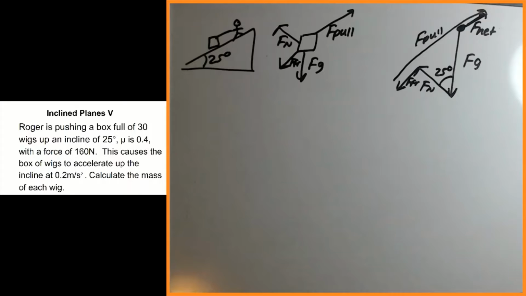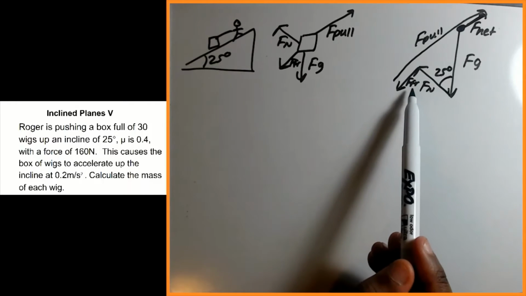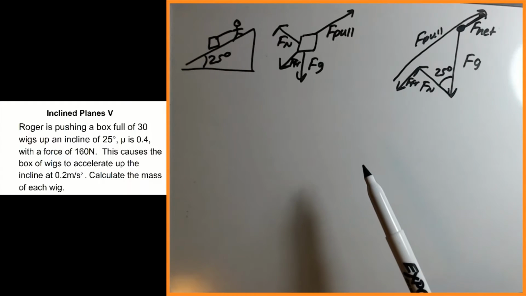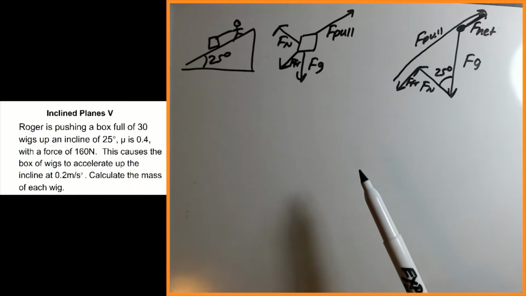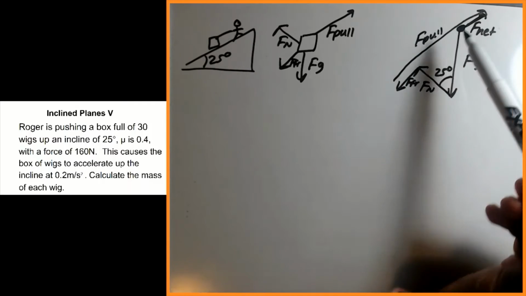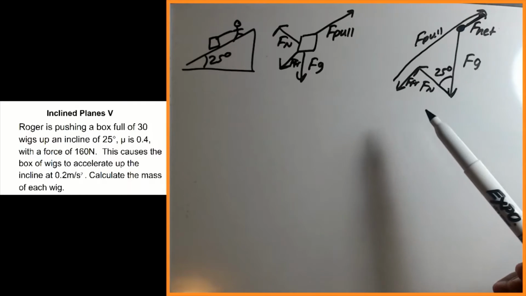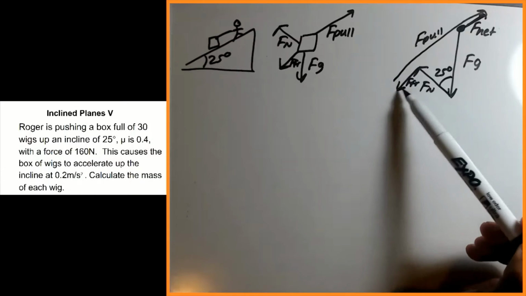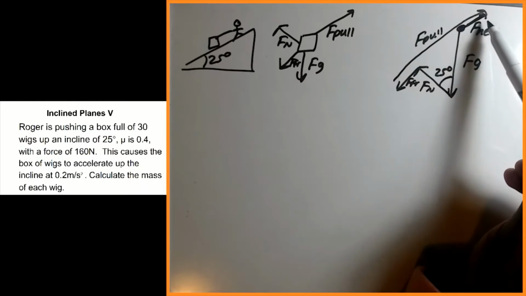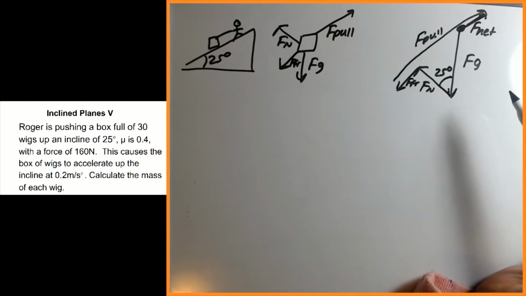All right, so let's go ahead and start our first question. So this one's asking, calculate the mass of each wig. So note that mass is a component of each one of these forces. So it's in force of friction, Fn, and it's contained in Fg and F net. So what we want to do is to come up with an expression that has one of these components in them. So let's use the F pull component. So F pull is made up of the force of friction plus this midsection here, plus F net. So we can write an expression like that.